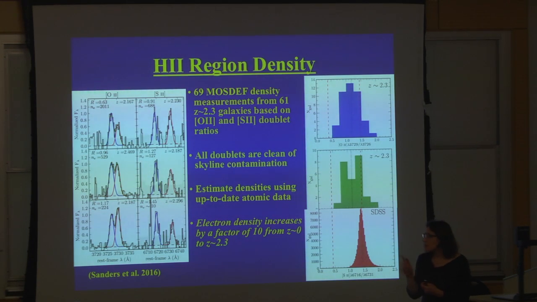And we do that by looking at the relative strengths of the doublet members in the oxygen-2 and sulfur-2 doublets. And these are some examples of our oxygen-2 doublets and our sulfur-2 doublets. So these are measured in the J band. These are measured in the K band, okay? And you can use the relative strengths of these lines to infer the electron density in these star-forming regions.